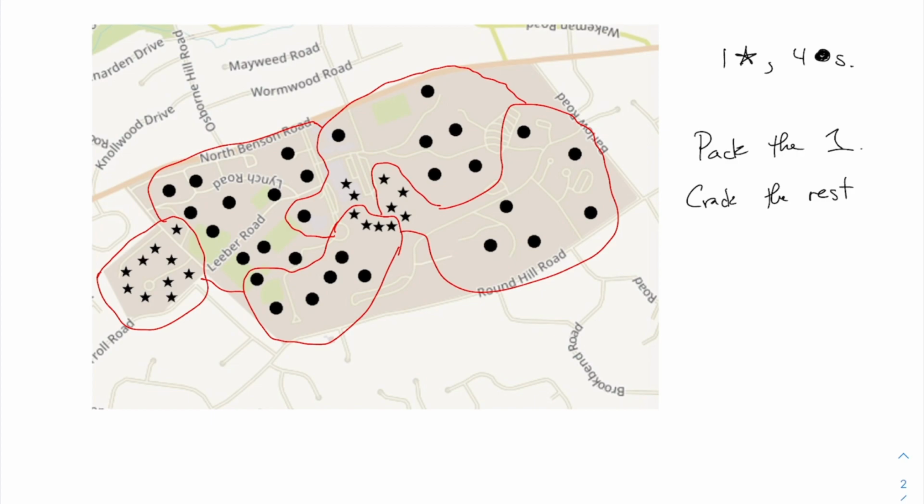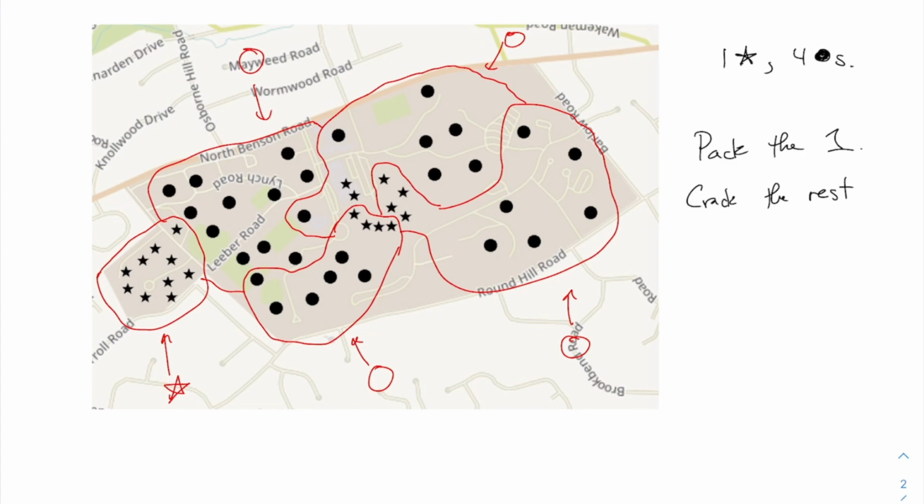And I believe if I were to indicate, so who wins who? This one is a star, and all the rest are circles, right? There you go. That's how we do it. Any questions about that?